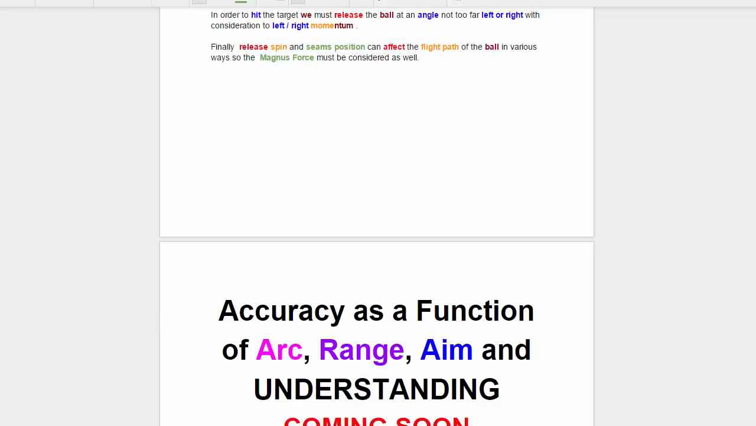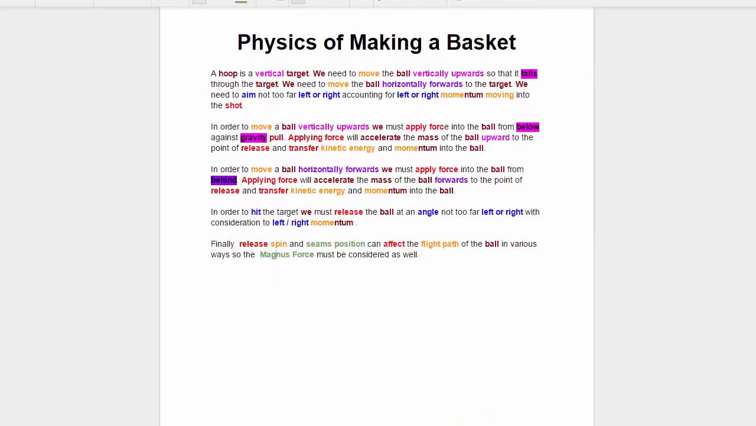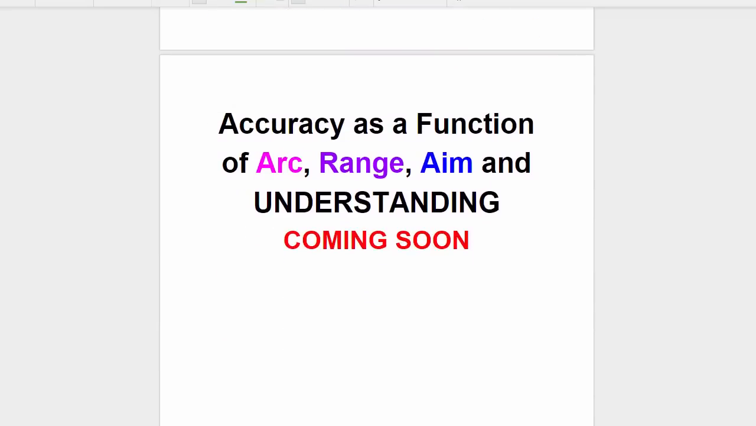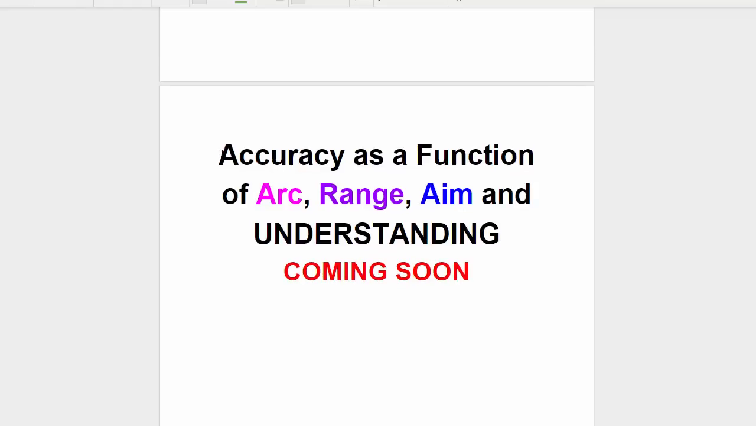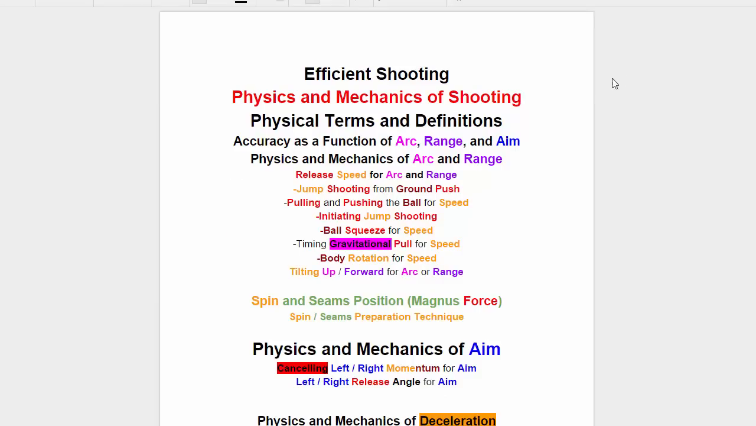We're going to start getting into the mechanics, showing how professional shooters do it, put force in the ground, transfer it up the kinetic chain, and so on. Next video, it's maybe a couple days or it might be a week. Accuracy is a function of arc, range, and aim. So we're going to start looking at the physics and mechanics of arc and range. This is going to be a pretty mathy section, and after that we're going to start going into real breakdowns of Steph Curry, Ray Allen, Kyle Korver, and stuff like that.